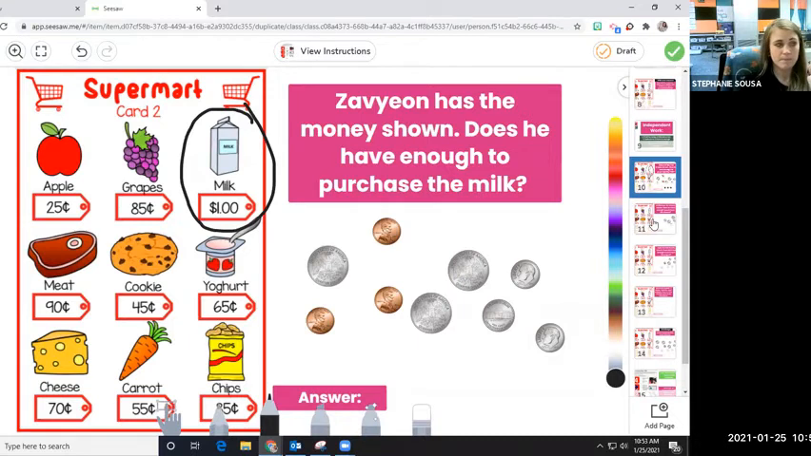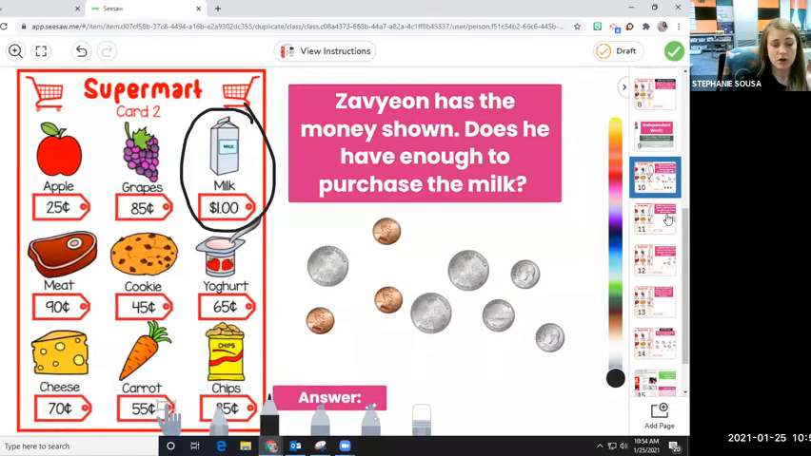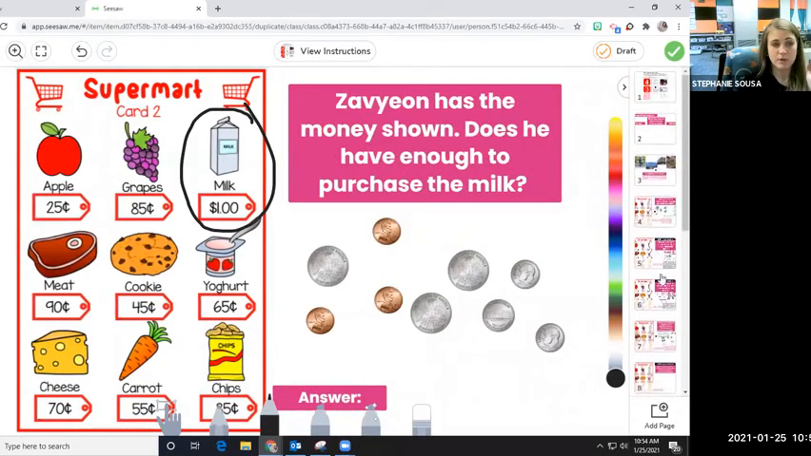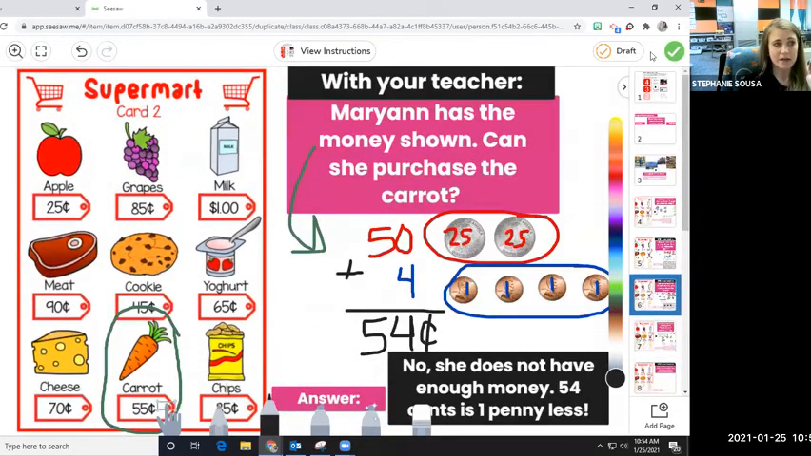Okay. Emilio has money shown. You're going to see if he can purchase the cheese. Okay. So slides 10 and 11 are going to be solved in your breakout room. You're going to solve slides 10 and 11 in your breakout room. When you come back, we will take a look at the correct answers together. Okay, slides 10 and 11 in your breakout room.